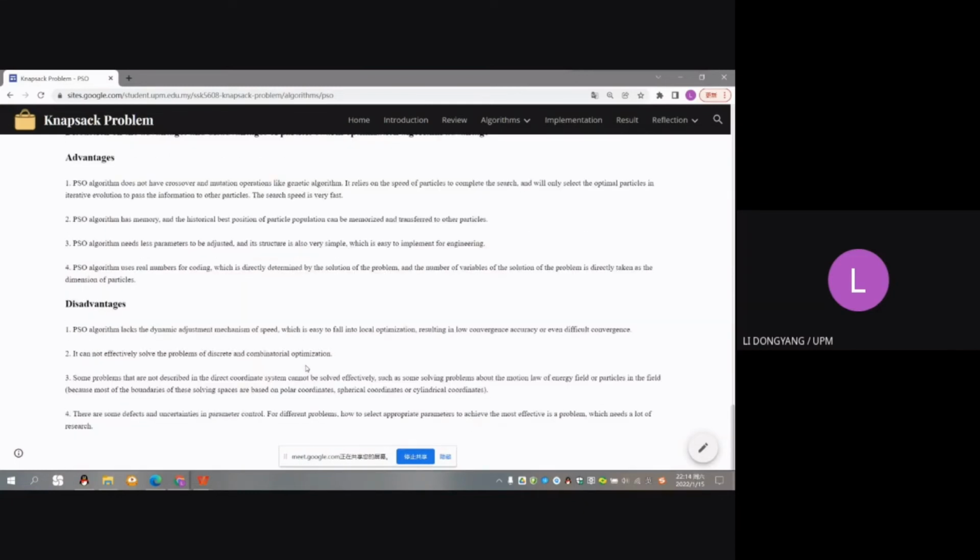And the disadvantages. First, the PSO algorithm lacks a dynamic adjustment mechanism for speed, so it can easily fall into local optimization. The second is that it cannot effectively solve the problems of discrete and combinatorial optimization. The third is that some problems that are not described in a direct coordinate system cannot be solved effectively, such as some problems about the motion law of the energy field or of particles in the field. And fourth, there are some defects and uncertainties in parameter control. For different problems, how to select appropriate parameters to achieve the most effective result needs a lot of research and time.